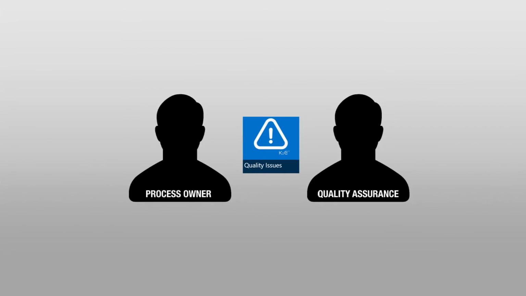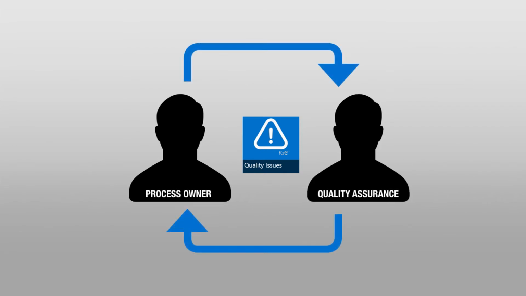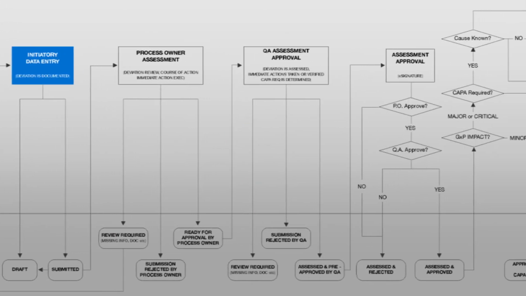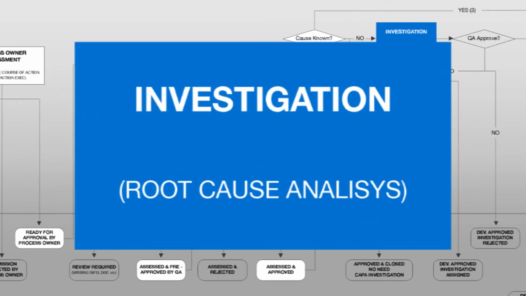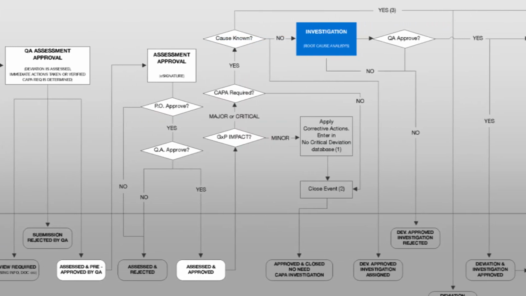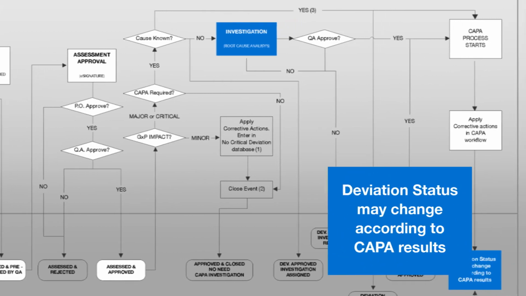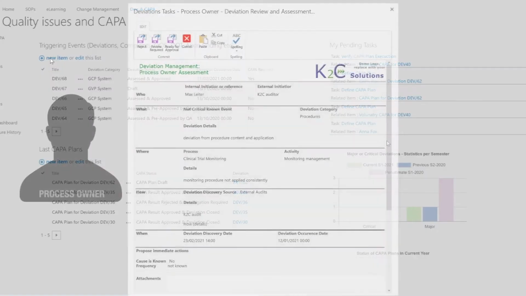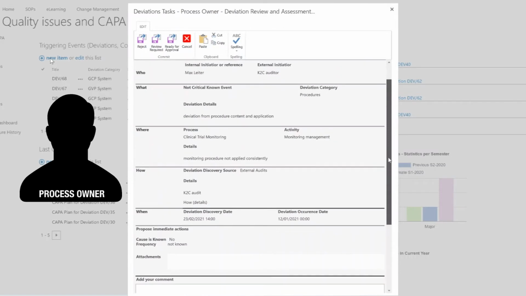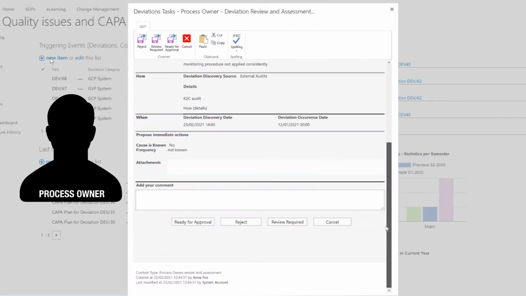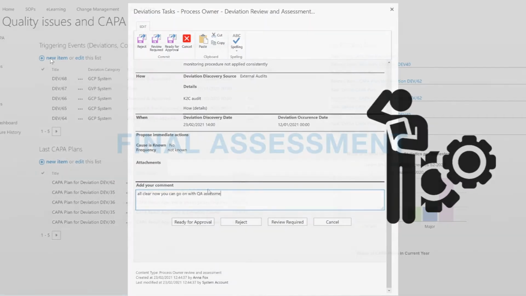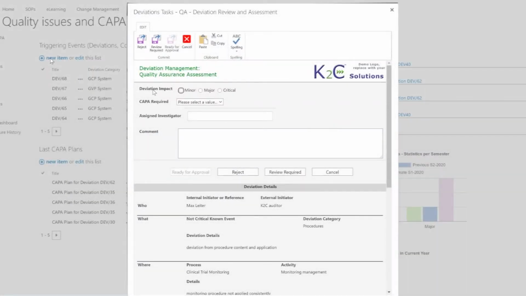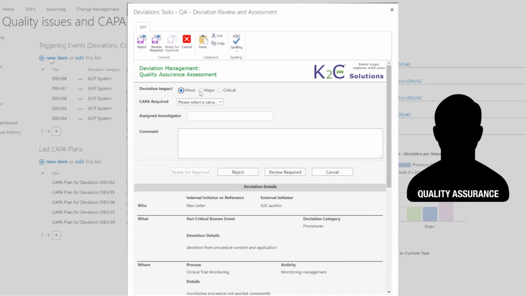K2C Solutions allows a process owner and a quality assurance to manage interactively all required steps of this complex process, from the assessment of a triggering event to investigation and root cause analysis, finally to the definition of a CAPA plan when required and execution of all planned actions. The process owner is required to perform a review or assessment of the submitted deviation, initially described by whoever has detected or reported the issue. Next step is the assessment by quality assurance.